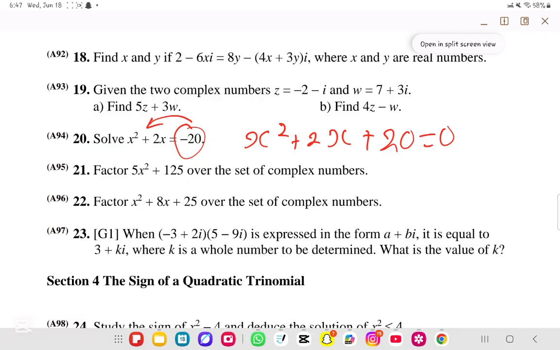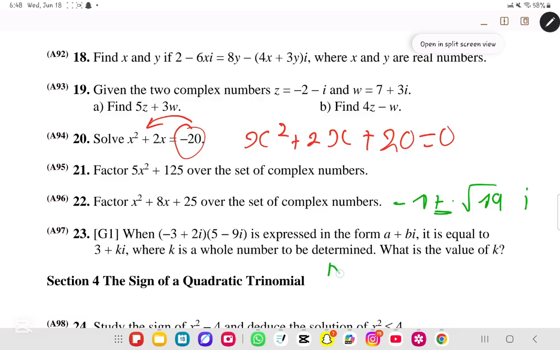And then you could either solve it on the calculator, you can do mode 5-3. For A you will put 1, for B you will put 2, and for C you will put 20, and you will get your answers, which is minus 1 plus or minus radical 19i. This is one way of doing it, or you could do what?